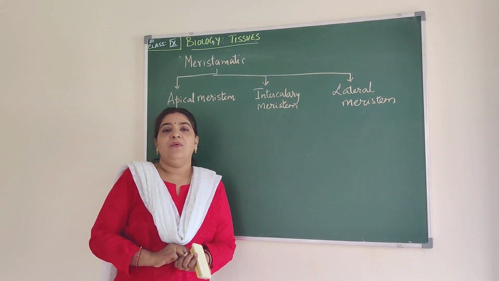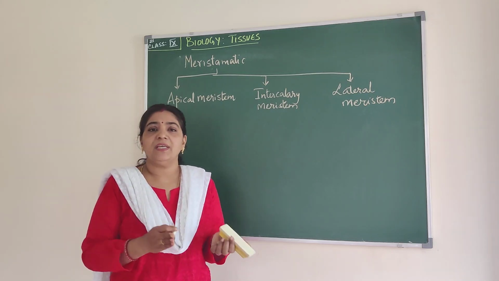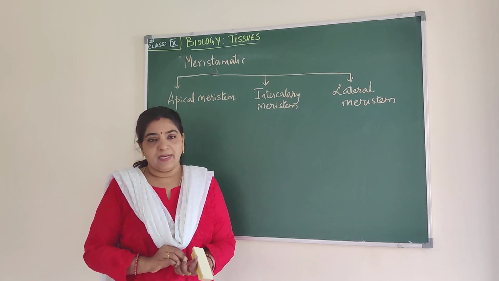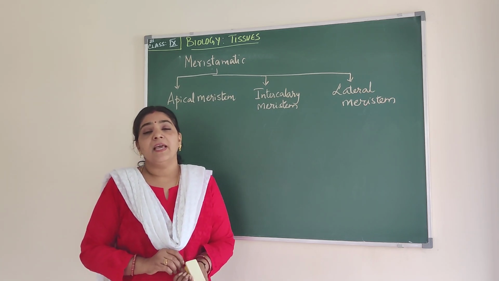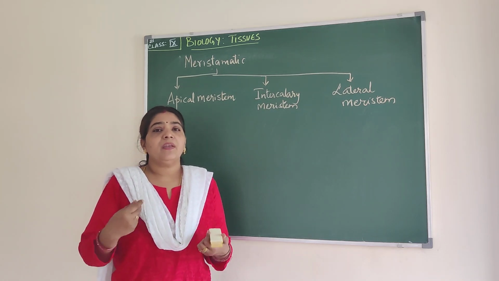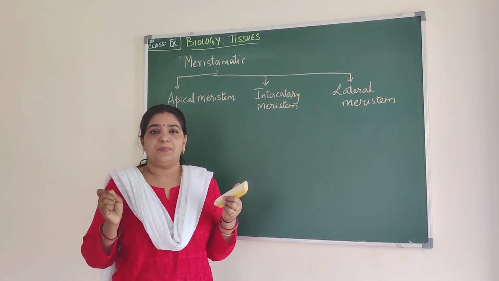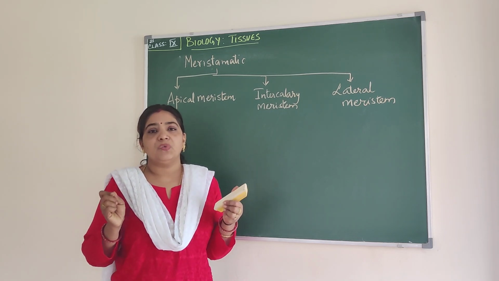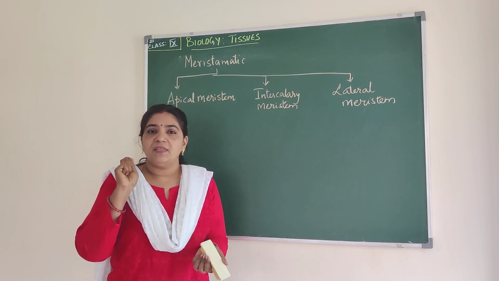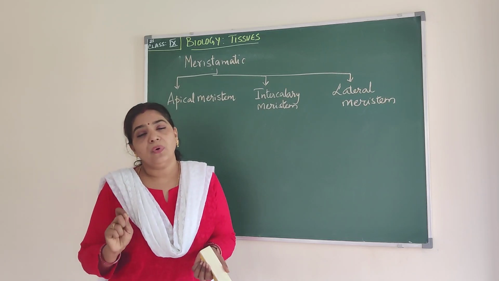So let us see what is the function and where it is present. The location and the function of these three different types of meristematic tissue, let us learn. So first one is apical meristem. The minute we say apical, where may it be present? It will be present at the apex. Apex means what? Tip. It is present at the tip. So it will be present at the stem tip or shoot tip or the root tip.